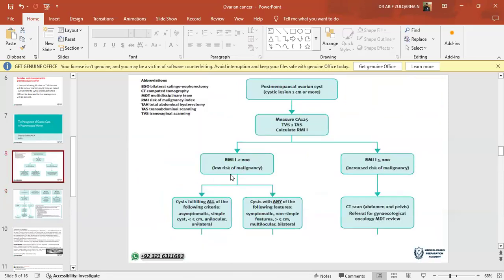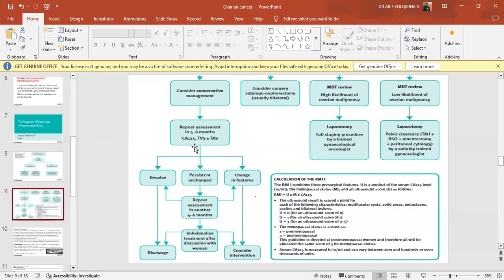If the RMI is less than 200 and the cyst is asymptomatic, simple, less than 5 centimeter, unilocular and unilateral, then we will repeat the assessment in 4 to 6 months, in which we will do CA-125 along with ultrasound, and we will see if it has resolved. Then we will discharge the patient. If there is any change in the features, we can consider intervention. If it is persistent or unchanged, we will repeat the assessment again in another 4 to 6 months and individualize the treatment after discussion with the patient.